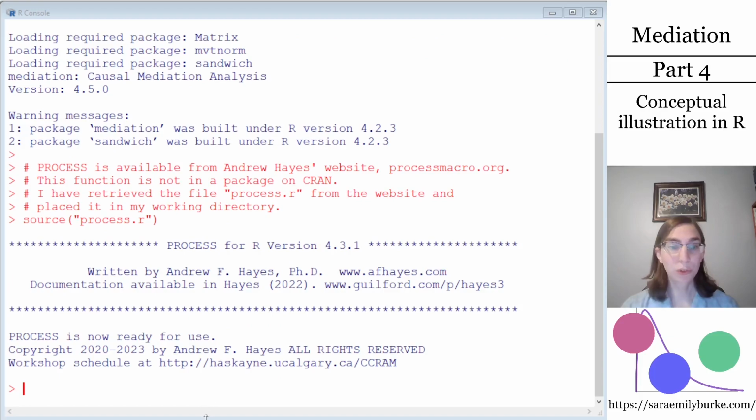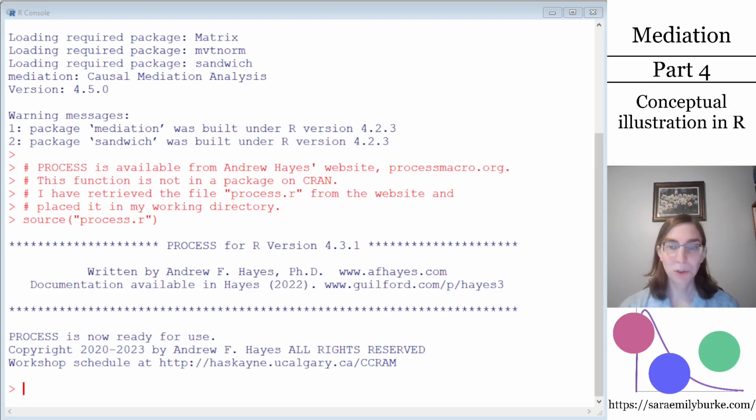Then I also want to use the function process made by Andrew Hayes. And this function is available on Andrew Hayes' website, processmacro.org. It is not in a package on CRAN. So I've retrieved the file process.R from the website and placed it in my working directory so I can call the source function with the string representing that file name as its argument and execute all of the code contained within that file. And that makes the process function available for later use.